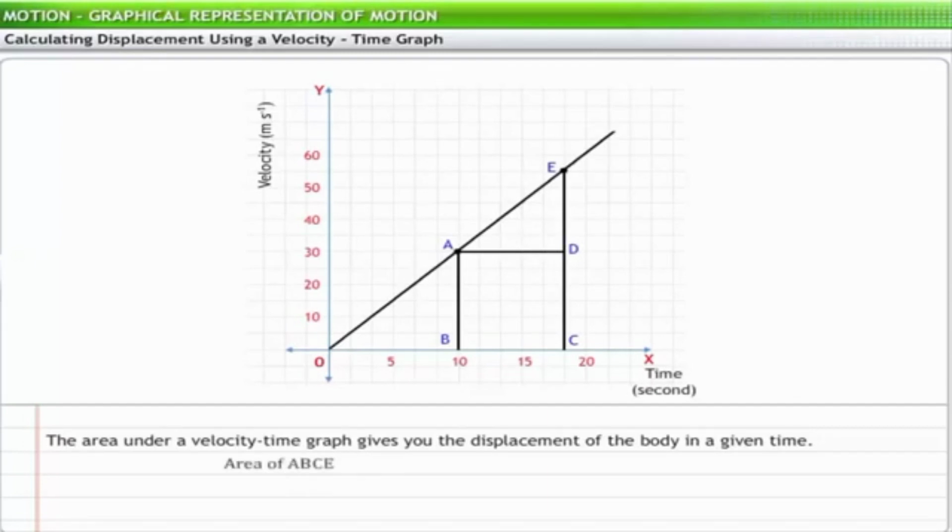The area under the velocity time graph between points A and E is the sum of the areas of the rectangle ABCD and the triangle ADE. Hence, the displacement is equal to S is equal to AB multiplied by BC plus half of AD multiplied by DE.